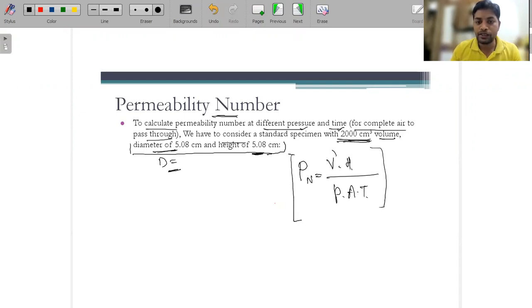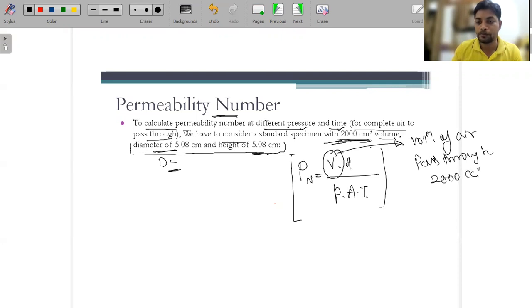Here, V is the volume of air that is passed through, which we are considering as 2000 cubic centimeter. H is the height of the specimen that we are choosing, so that is 5.08 centimeter.